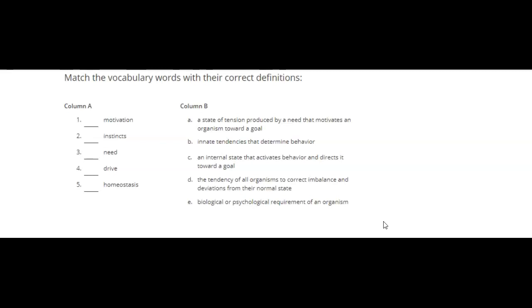B, innate tendencies that determine behavior. C, an internal state that activates behavior and directs it toward a goal. D, the tendency of all organisms to create imbalance and deviations from their normal state. E, biological or psychological requirement of an organism.